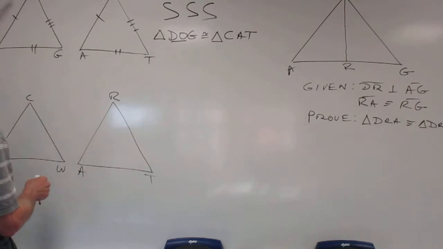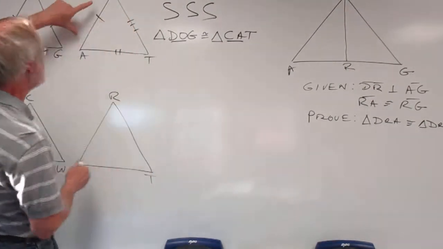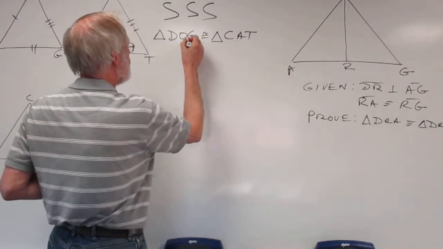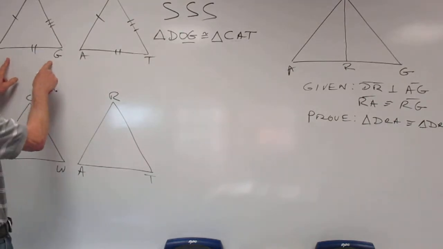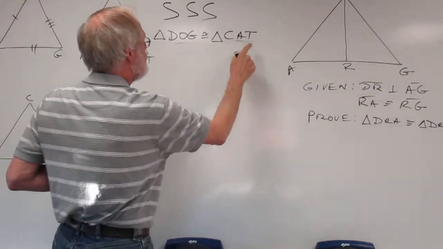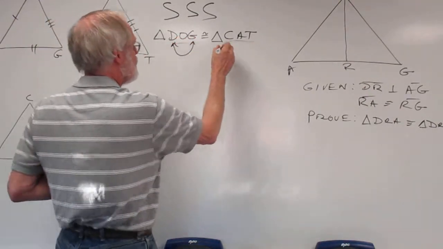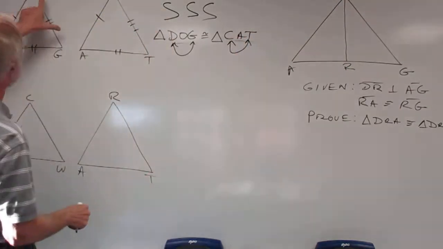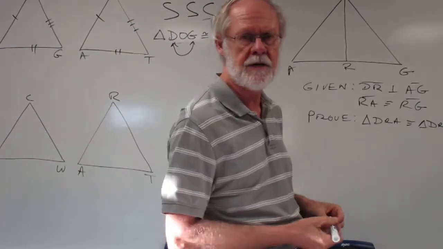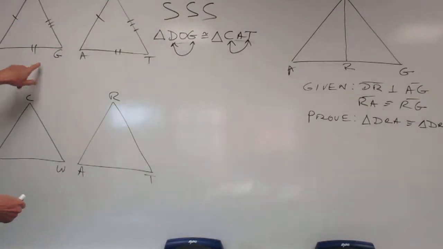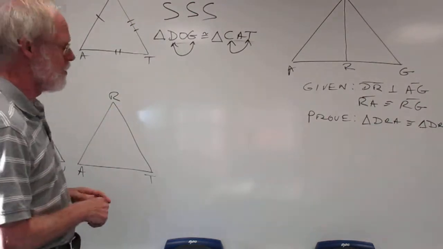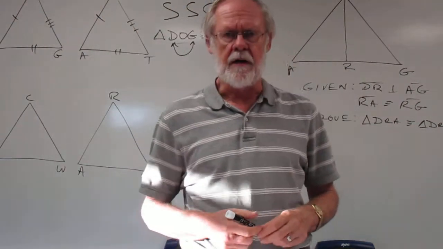Now, notice that this statement tells you a lot about the triangle congruences. Side DO over here is congruent to side CA over here. Side OG, the bottom here, is congruent to side AT, the bottom here. And finally, side DG is congruent to side CT. So it has to be written in such a way that the sides and the angles match up accordingly. I could have written DGO is congruent to CTA, but I have to make sure that I do them both in the same order. All right, that is side, side, side.